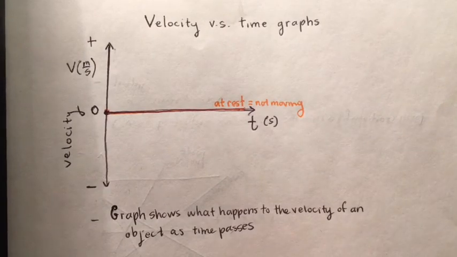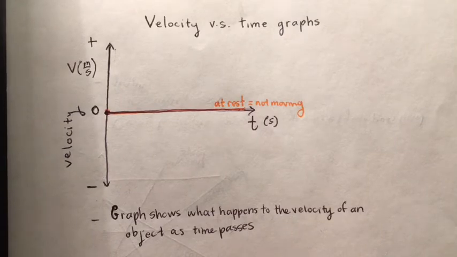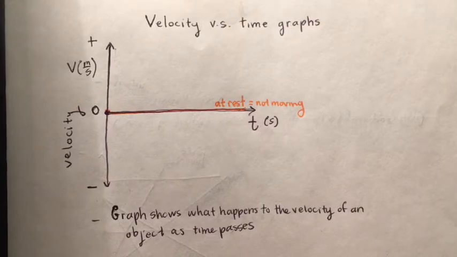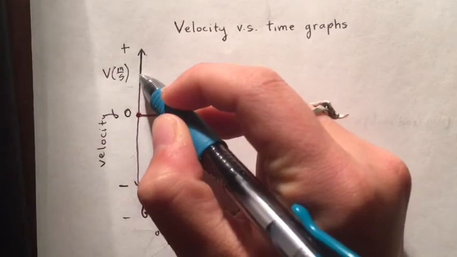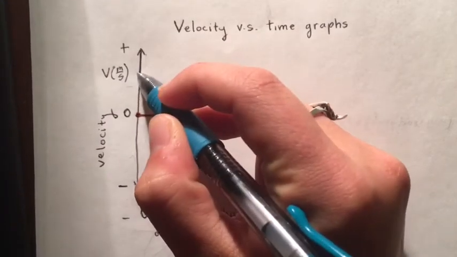Remember, at the beginning of the video, we chose which way was positive. And so, in the video you just saw, you can see that the person is moving in the positive direction, which means that they have a positive velocity. So at time equals 0, I have a positive velocity. I go up for positive.